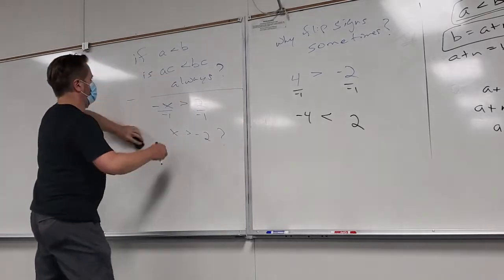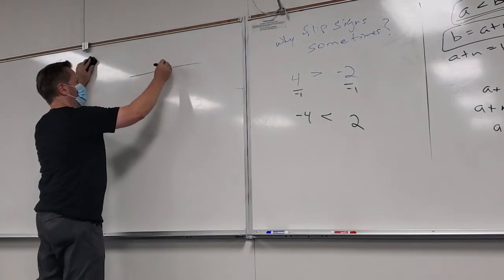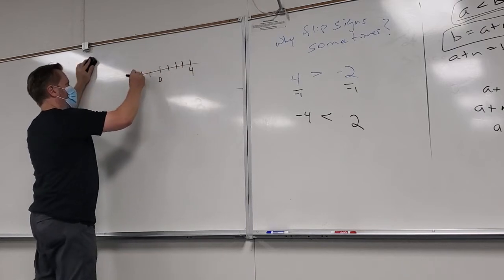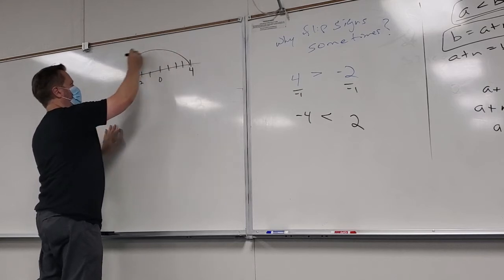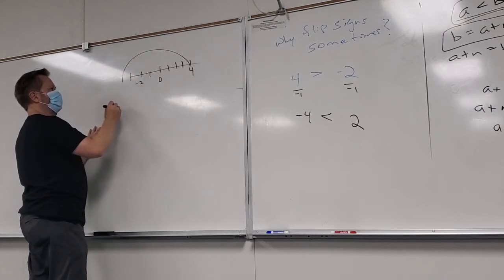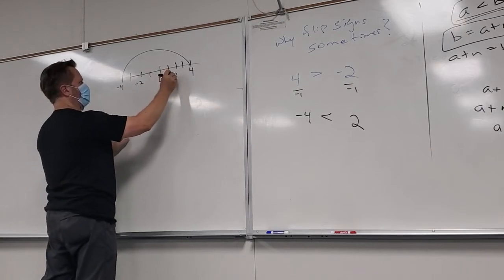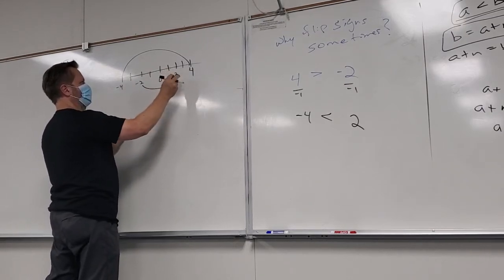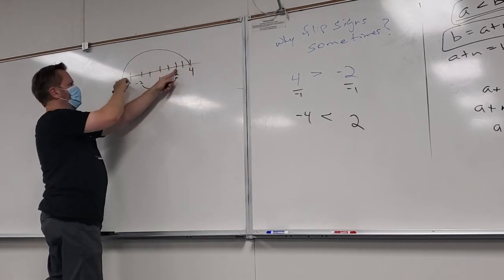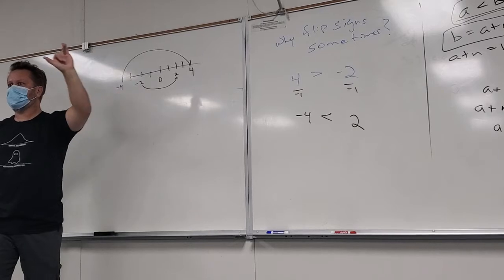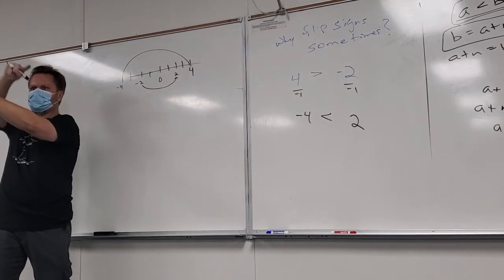And again, let me show you the visual of this. Where's 4 up here? Where's -2 down there? When I divide 4 by -1, it goes here, yes? When I divide -2 by -1, it goes here, yes? So before, 4 was bigger than -2, but now 2 is bigger than -4. Right? So the inequality has to switch. It's because they change what side of 0 they're on.